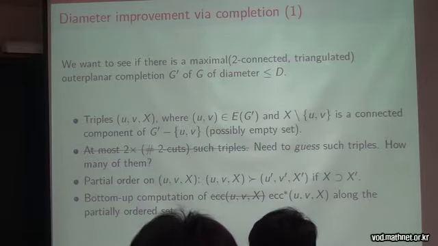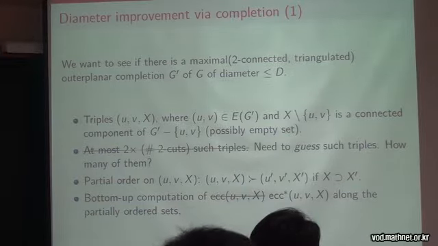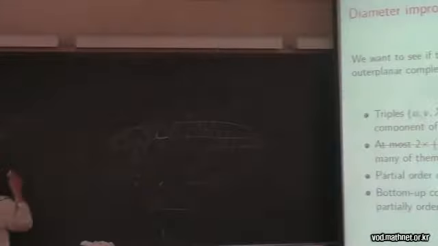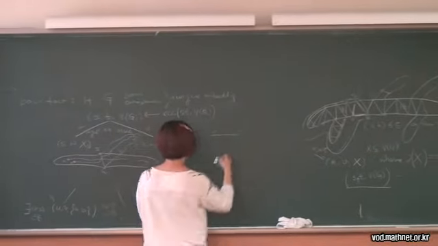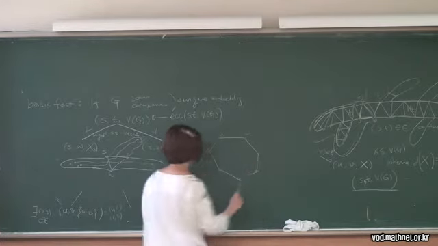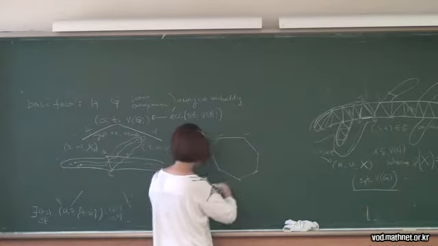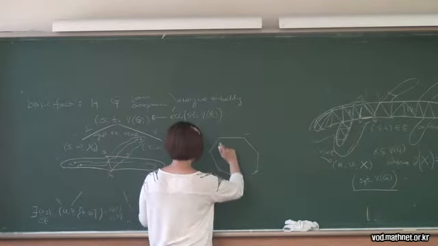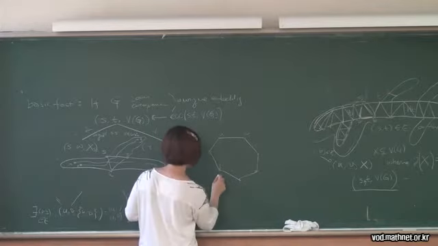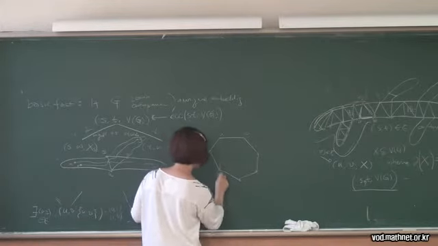So again, we do almost the same thing. We define the same partial order on the same kind of tuples, but the point is that because now the graph is not triangulated, it can be that U and V lie on a big face with many vertices on the boundary, and then I may want to compute the ECC. So okay, let's call this W1, W2, W3.